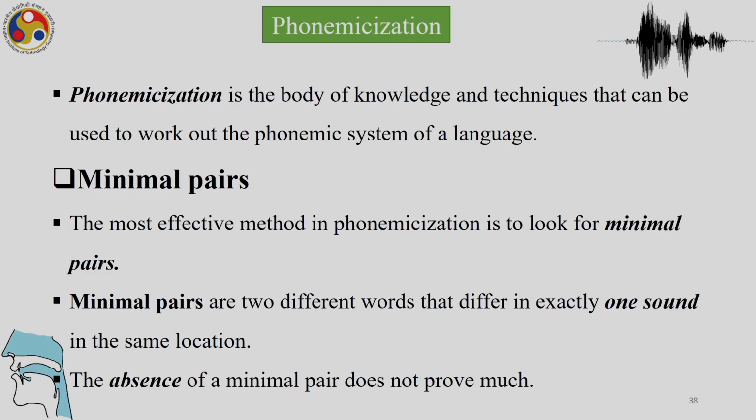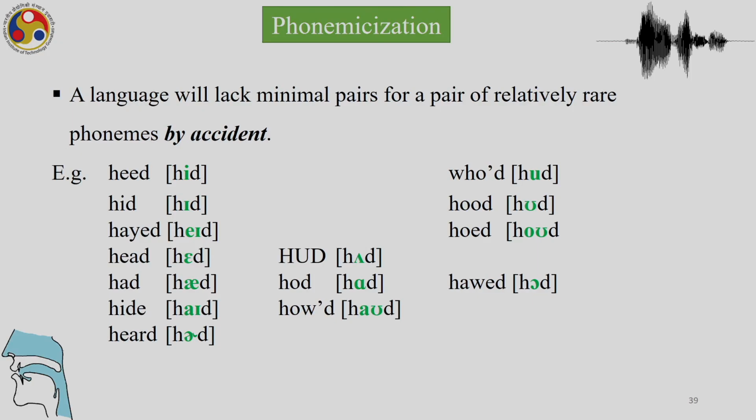The absence of a minimal pair does not prove much because there are also phonemes which lack minimal pairs, but that is almost the first test that is done to check if they are phonemes. And it's also known to be the most effective method in phonemization to look for minimal pairs. So a language might lack minimal pairs for a few phonemes by accident.